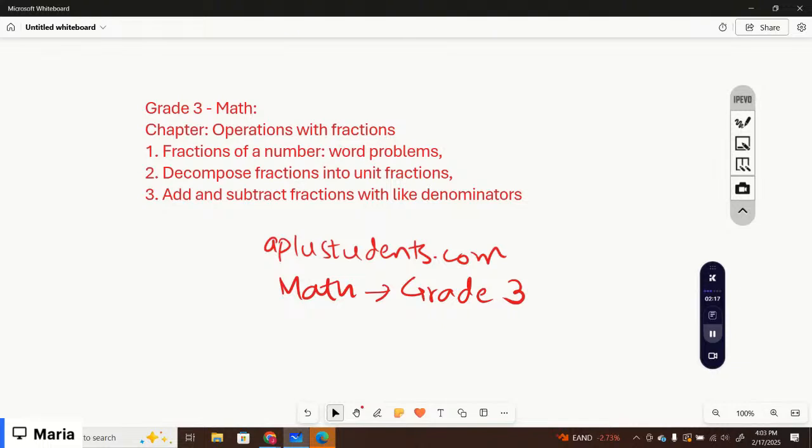We are going to cover the chapter operations with fractions. The lessons we're going to cover today are fractions of a number, word problems, decompose fractions into unit fractions, add and subtract fractions with like denominators. So please make sure you have your notebook and pencil so that you can note down the important examples and definitions as well.